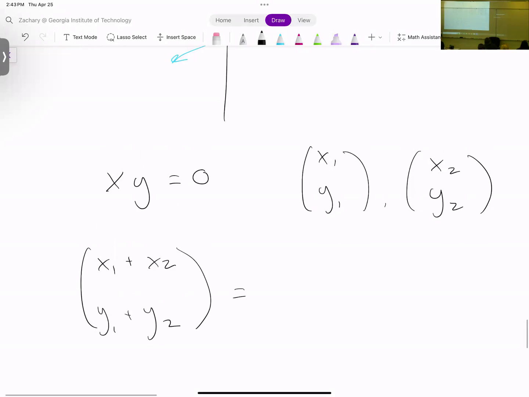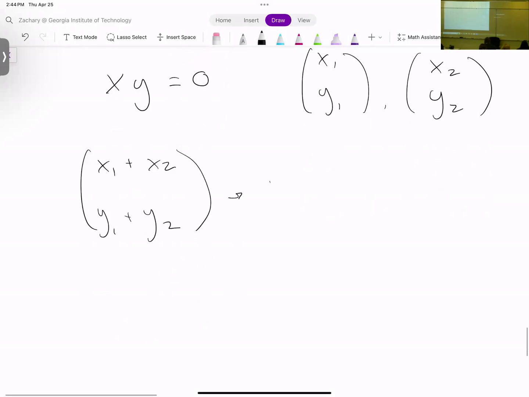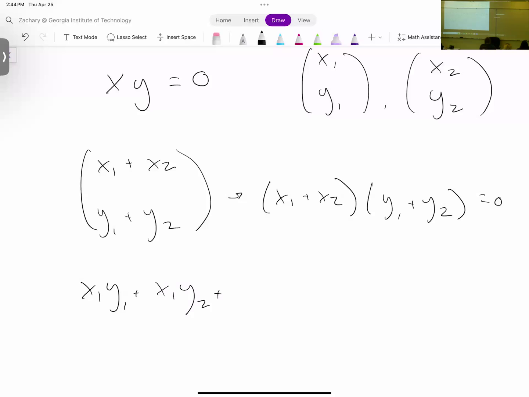Think like if I pick opposite cases. In this one, if I pick x1 to be 0, and in this one, I pick y2 to be 0. When I add them together, well, this is 0 and this is 0. But do those two other numbers have to be 0? We could work this out properly, and we'll get (x1 plus x2)(y1 plus y2) is equal to 0. Okay, we're going to FOIL this out: x1y1 plus x1y2 plus x2y1 plus x2y2 is equal to 0.